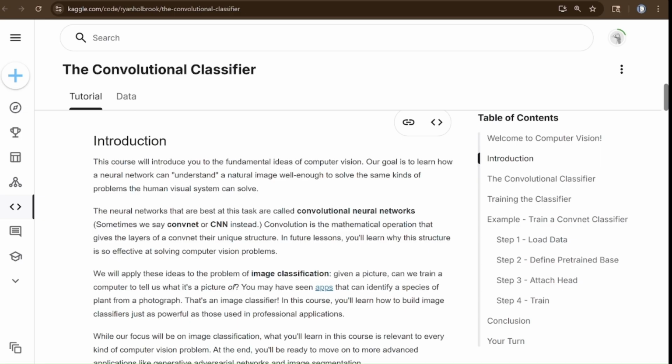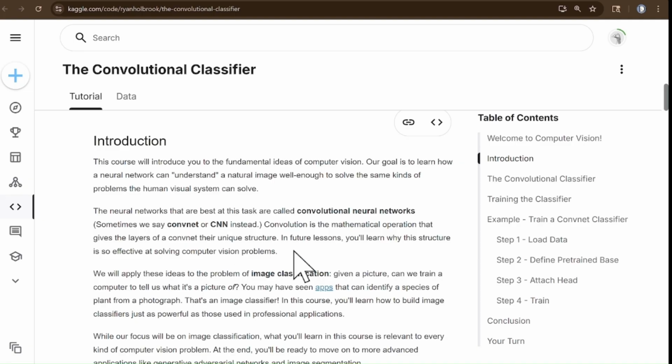Okay. Introduction. This course will introduce you to the fundamental ideas of computer vision. Our goal is to learn how a neural network can understand a natural image well enough to solve the same kinds of problems the human visual system can solve. Simply, if I look at any flower, I can tell which flower this is. I want my computer to understand the same way. It will see the flower and it will tell me which flower this is. That is computer vision. Now the neural networks that are best at this task are called convolutional neural networks, or we can say ConvNet, or we say CNN.